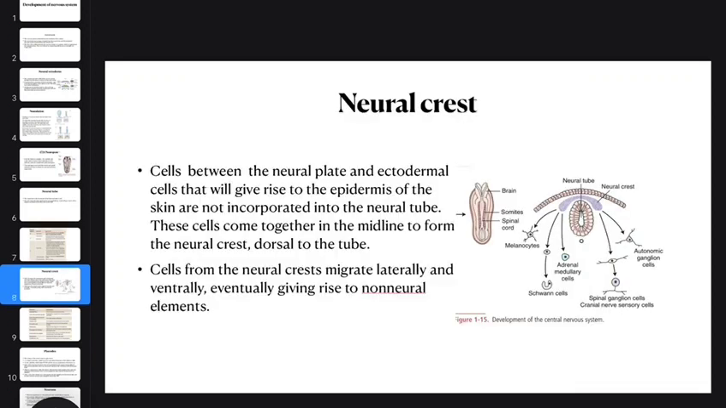Then, coming to the neural crest. The cells between the neural plate, this is the neural plate, and the ectodermal cells that will give rise to the epidermis of the skin are not incorporated into the neural tube. These cells come together in the midline to form the neural crest dorsal to the tube. Cells from this neural crest migrate laterally and eventually give rise to the non-neural elements.